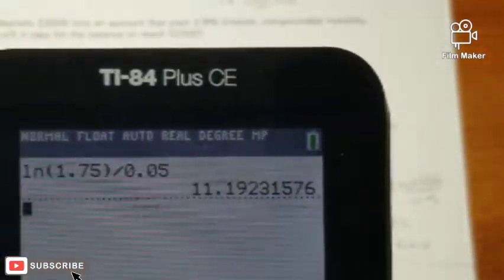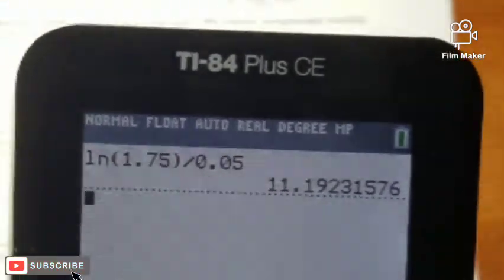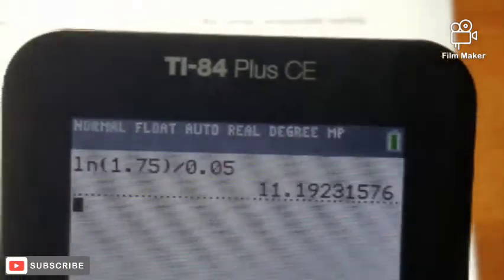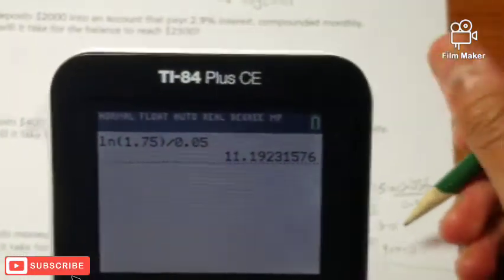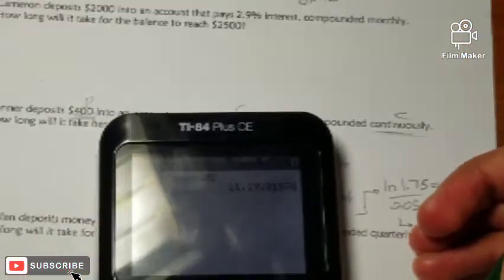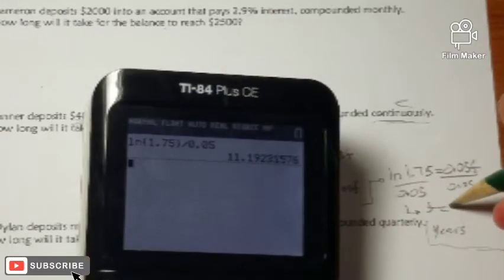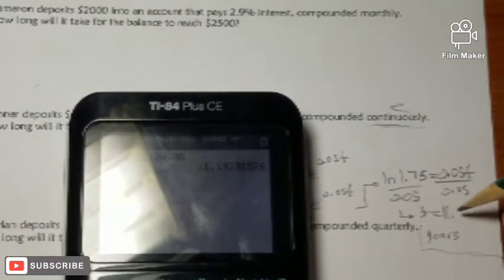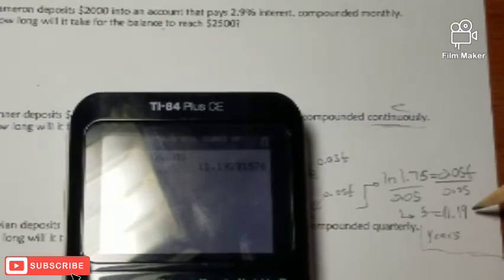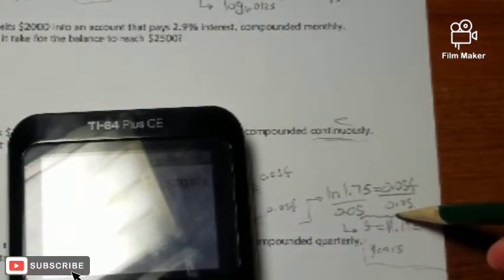Enter, easy solve. Now I'm going to round this, we can do the same amount of places. We can do thousandths. So from what we have right here, 11.192. That's your final answer right here. I'm just going to circle this. Oh, can't forget the years. Have to add your units in there. And that's your answer for another one.